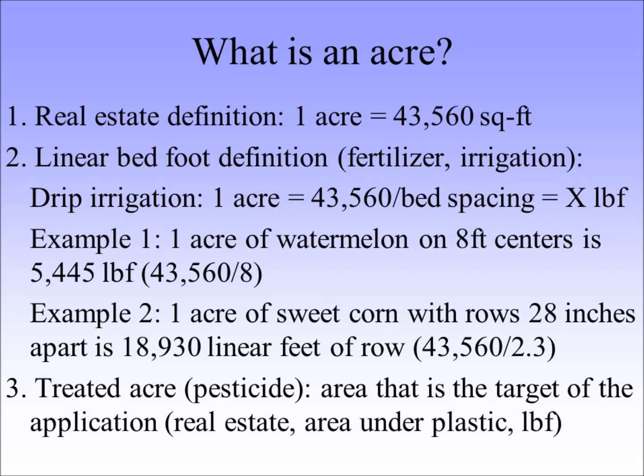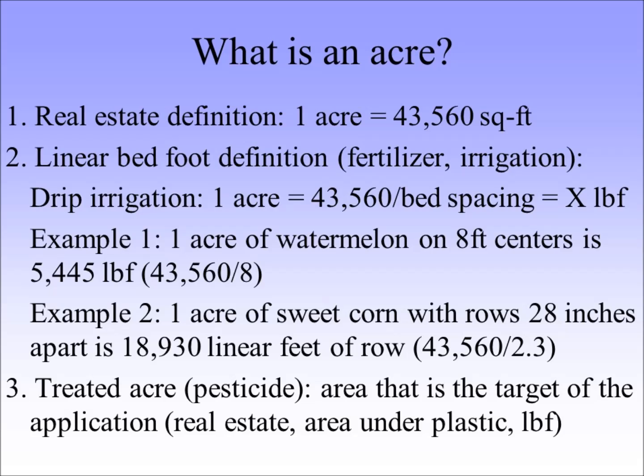Second type of acres is the linear bed foot definition. Because on a lot of horticultural crops, we do not fertilize and manage fields. We manage rows of crops. So in a way, you could have a field that is 2 feet wide and 10 miles long. It would make no difference. The plants don't care. So in that case, you always have to face the determination of how many rows of my crops or how many rows of plastic I have in an acre.